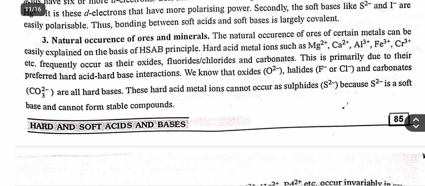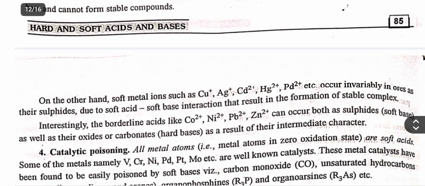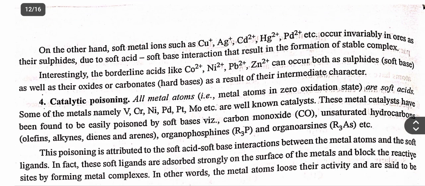This is primarily due to their preferred hard acid-hard base interactions. We know that oxides, halides, and carbonates are all hard bases. These hard acid metal ions cannot occur as sulfides because S2- is a soft base and cannot form stable compounds. On the other hand, soft metal ions such as Cu+, Ag+, Cd2+, Hg2+, Pd2+, etc. occur invariably in ores as their sulfides due to soft acid-soft base interactions that result in the formation of stable compounds.